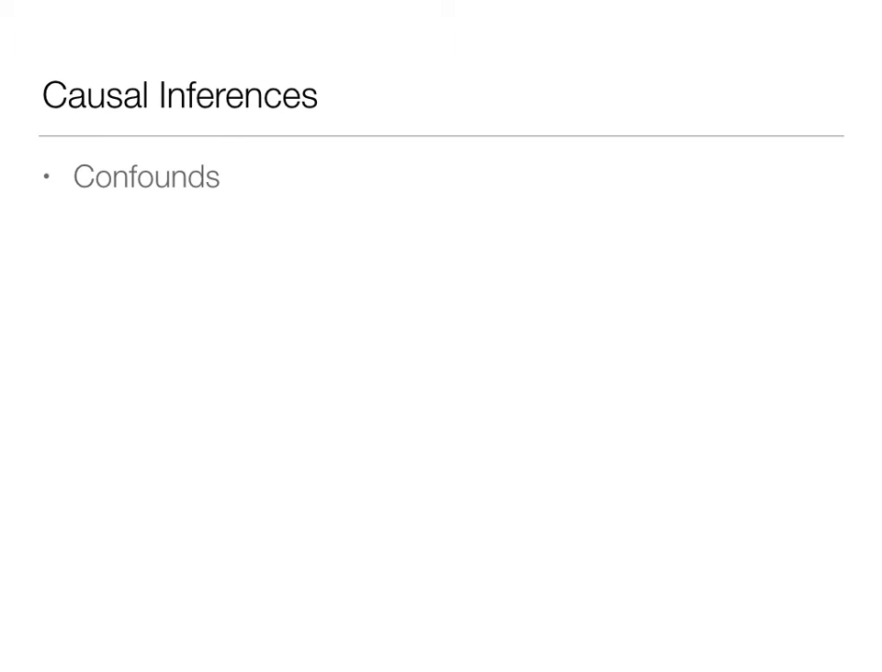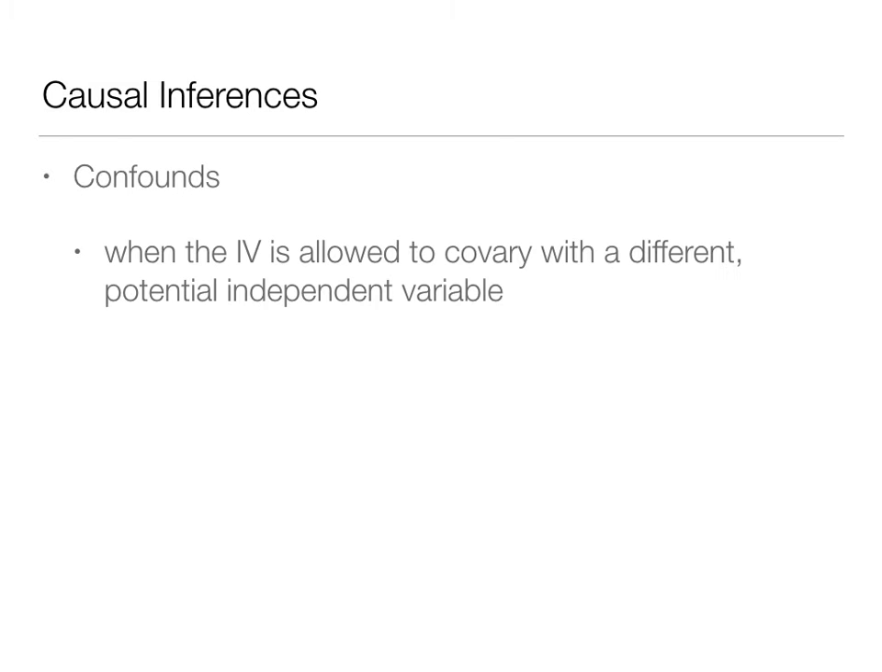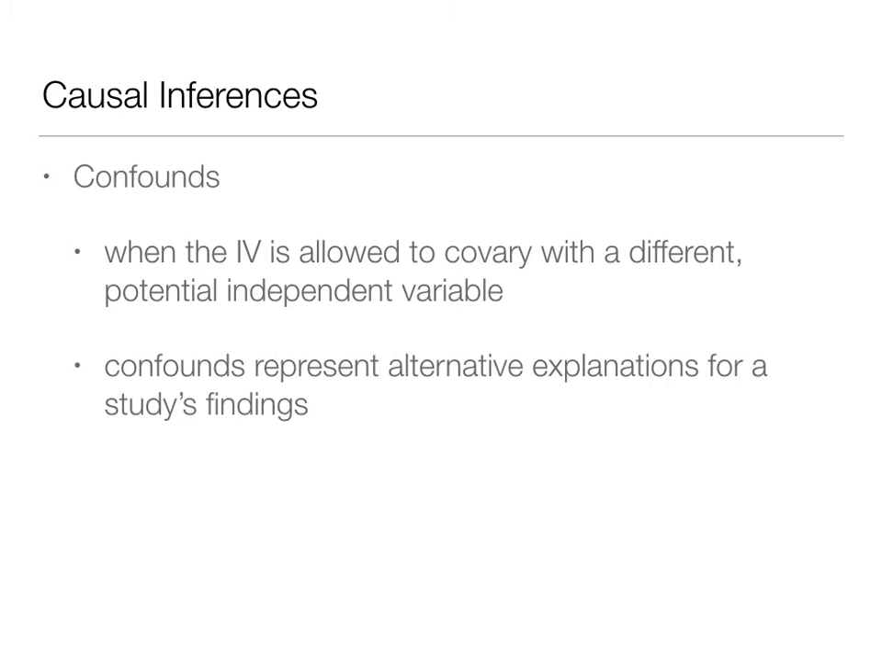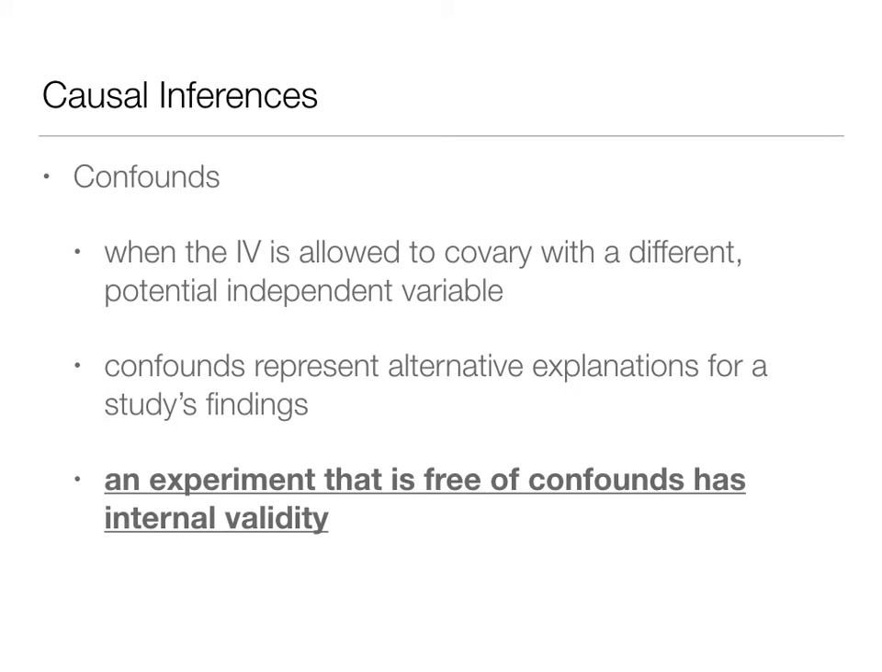So again, for those causal inferences, we need to be free of confounds, okay? When the independent variable is allowed to co-vary with something else, that something else can become an independent variable in and of itself, okay? So if we don't properly control for confounds, they allow for alternative explanations, okay? And when we have an alternative explanation as to what caused that change in the dependent variable, what caused that change in our measurement, we have problems with internal validity. So an experiment that is free of confounds has internal validity, because if it's free of confounds, it doesn't have any of those alternative explanations. The only thing that can be causing change on our dependent variable is our manipulation of the independent variable.